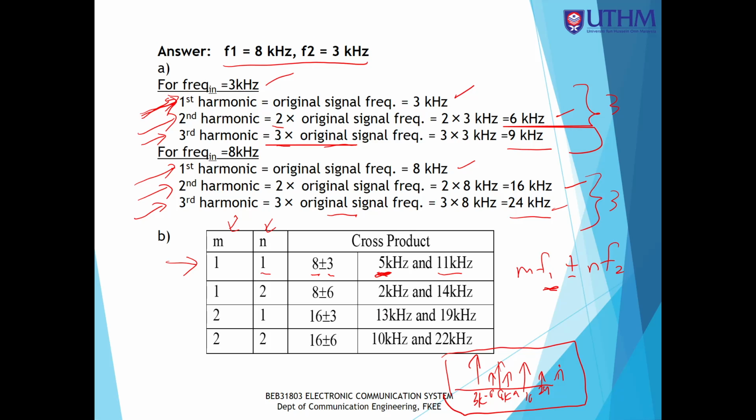Okay. And then pada ketika M sama dengan 1, N sama dengan 2. So therefore for the cross product you're gonna get 1 darabkan dengan 8, you akan dapat 8. 2 darabkan dengan 3, you akan dapat 6. So this is actually 2 times 3, you're gonna get 6. So therefore 8 tolak 6 you akan dapat 2 kHz. 8 tambah 6 you akan dapat 14 kHz.